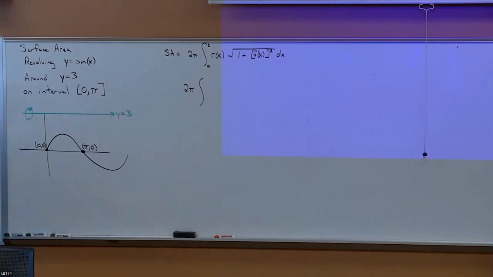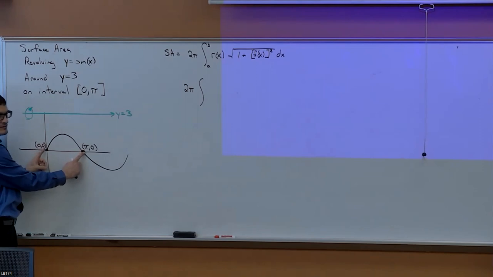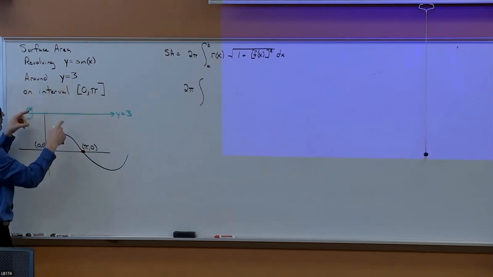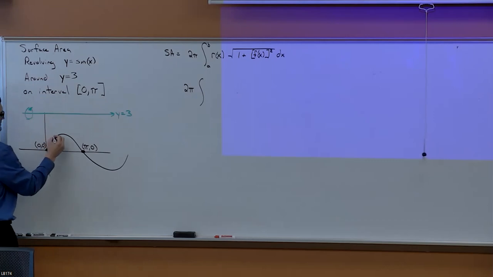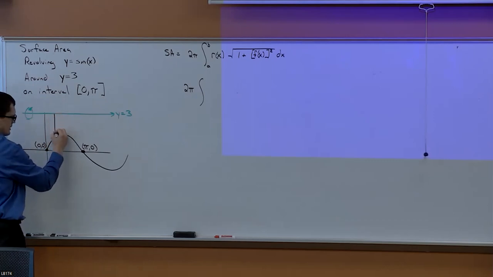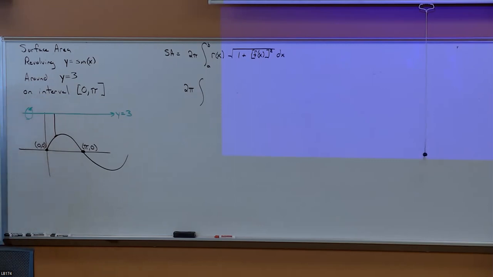All right, so let's take a look at this one. We have our sine curve from 0 to pi, so only this section of the sine curve. And we're rotating that around y equals 3. So it's a line up here. Let's draw just a representative little section for my Riemann sum on the surface area.